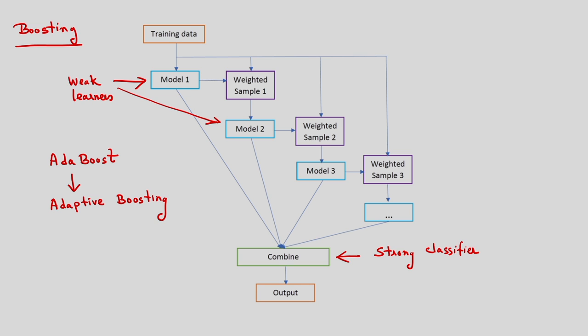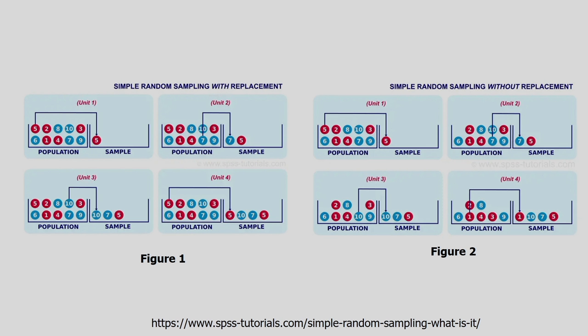In case of the bagging, I explained the concept of random sampling with replacement. So that concept I am going to explain. What is this principle? Here I have shown the concept of random sampling with replacement. In a vase there are 10 balls, 1, 2, 3, 4, 5, 6, 7, 8, 9, 10, and I am doing the sampling randomly. In the first figure, in unit number 1, I am just drawing a ball out of these 10 balls.